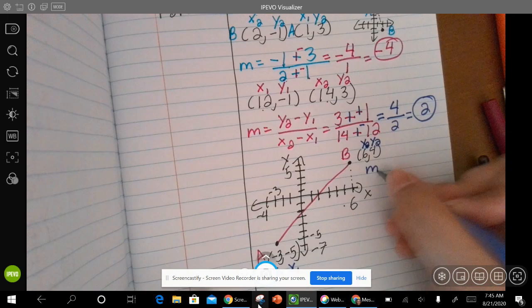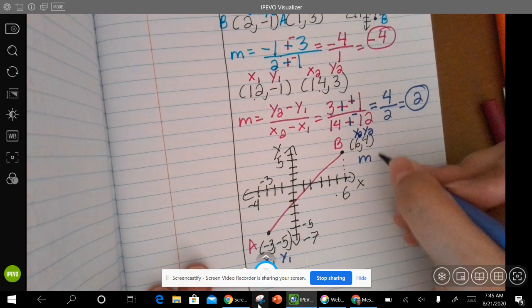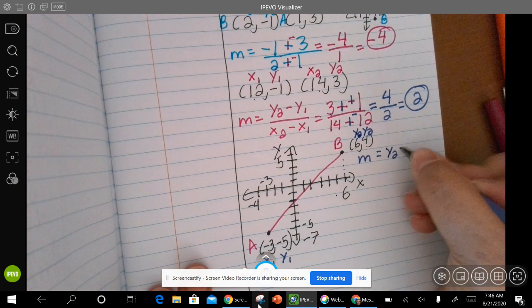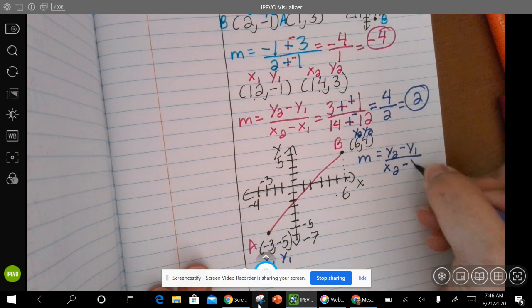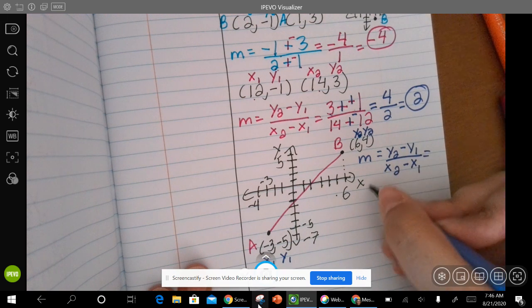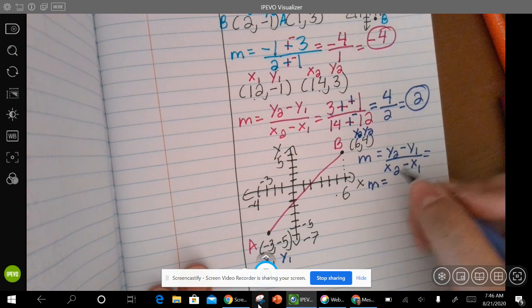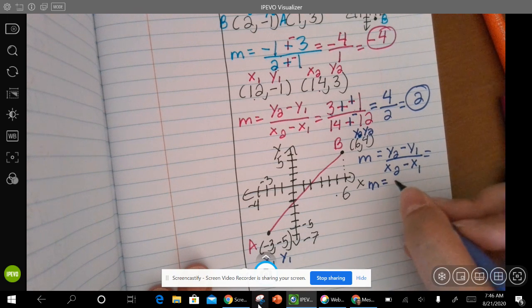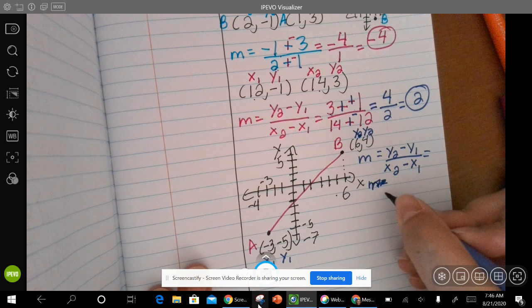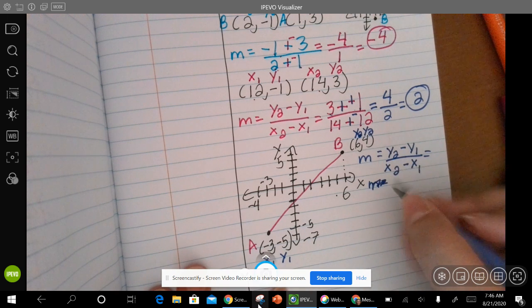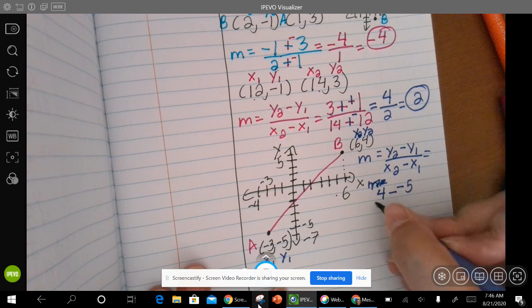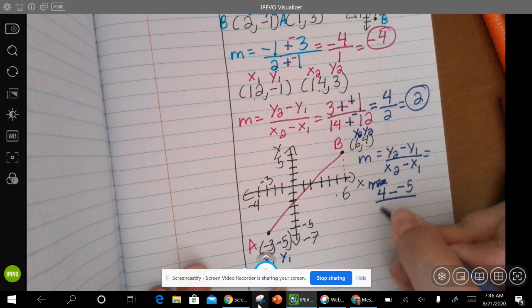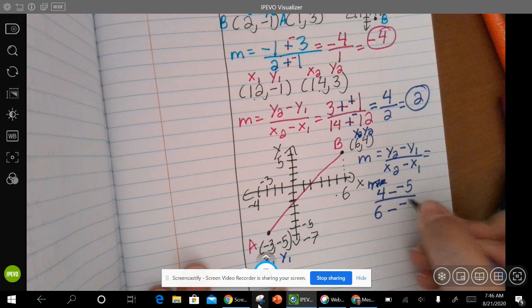And we're going to substitute it in. Okay. So I'm going to write the formula. I'm going to get in the habit of writing the formulas. It'll help you remember them. Okay, and we're just going to substitute our points in. So sorry, I'm going to move it down one line just so we can see it better. So it's going to be 4 minus negative 5 over 6 minus negative 3.